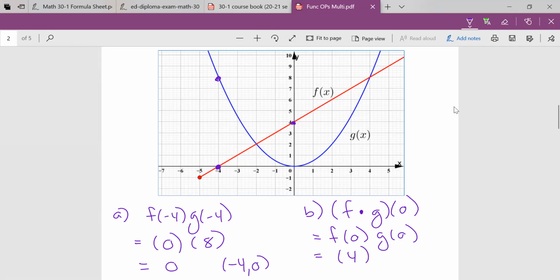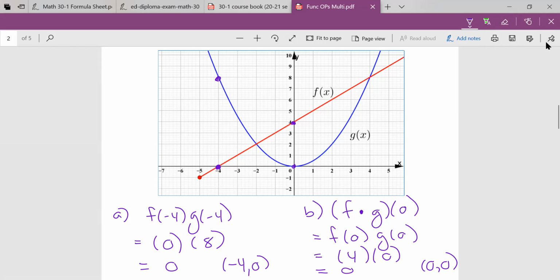At G at 0, the input is 0, the output is also 0. So there we go, 4 times 0 is 0. Again, if we're thinking of this as a coordinate pair, the input was 0, the output was 0. That's it, friends. That's how we multiply functions together. We're going to multiply the y values together when the x values are the same.